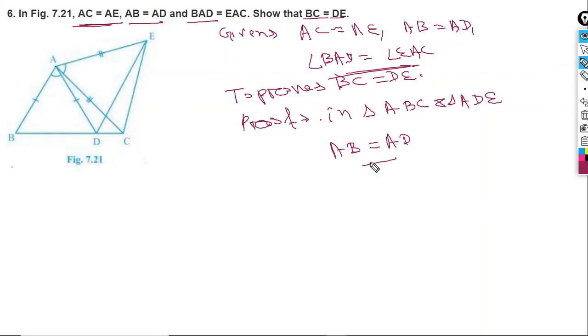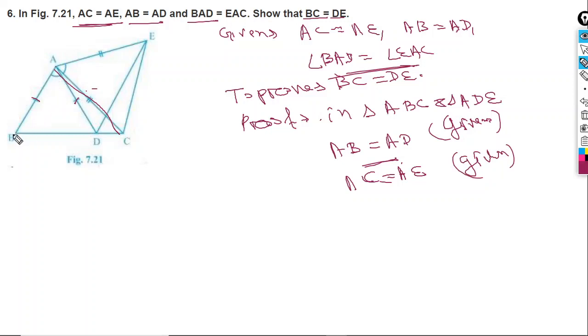So AB equal to AD, we have these two sides equal. Again another side is also equal. AC of triangle ABC is equal to AE of triangle ADE. So AC equal to AE. These all are given. This is given. This is also given. Now we need one more angle to be equal.